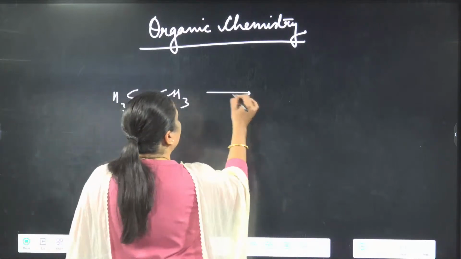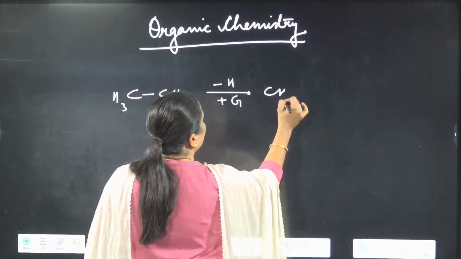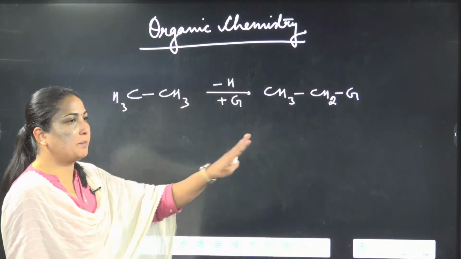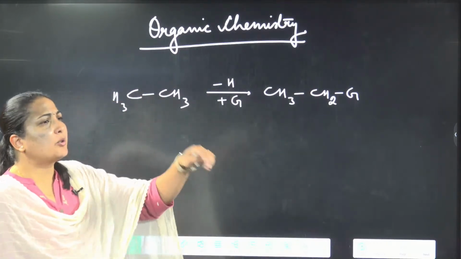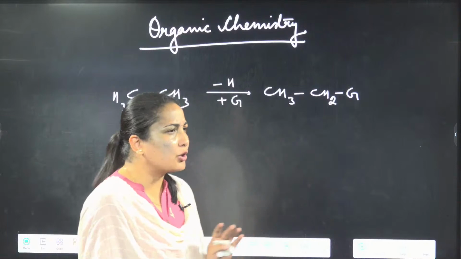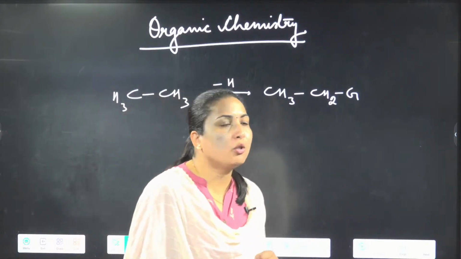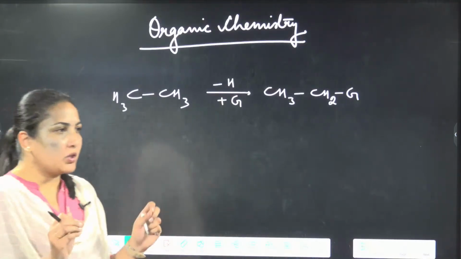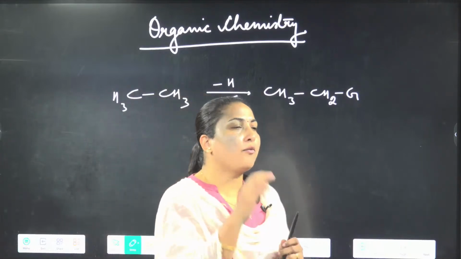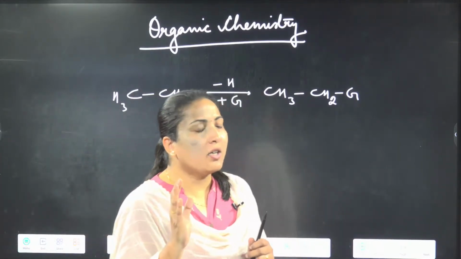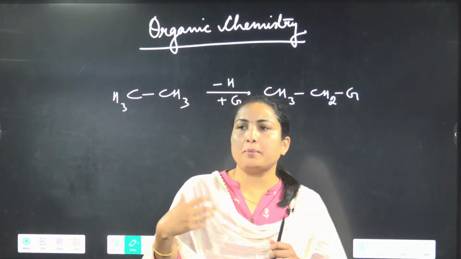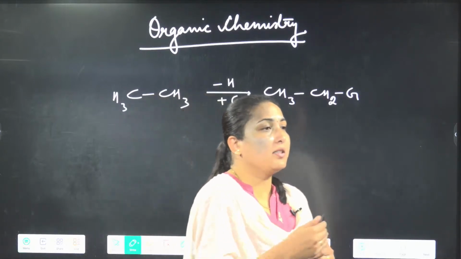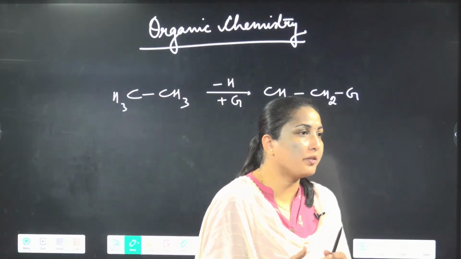Now, when one of the hydrogens is replaced by some other group, CH3, CH2G, this has become a derivative of this particular hydrocarbon, right? This G could be any halogen or OH or any other functional group I can attach, and its property is going to change. In simple words, organic chemistry is the study of hydrocarbons and their derivatives. Why did people think of a separate stream to read about hydrocarbons and why the derivatives have to be read?